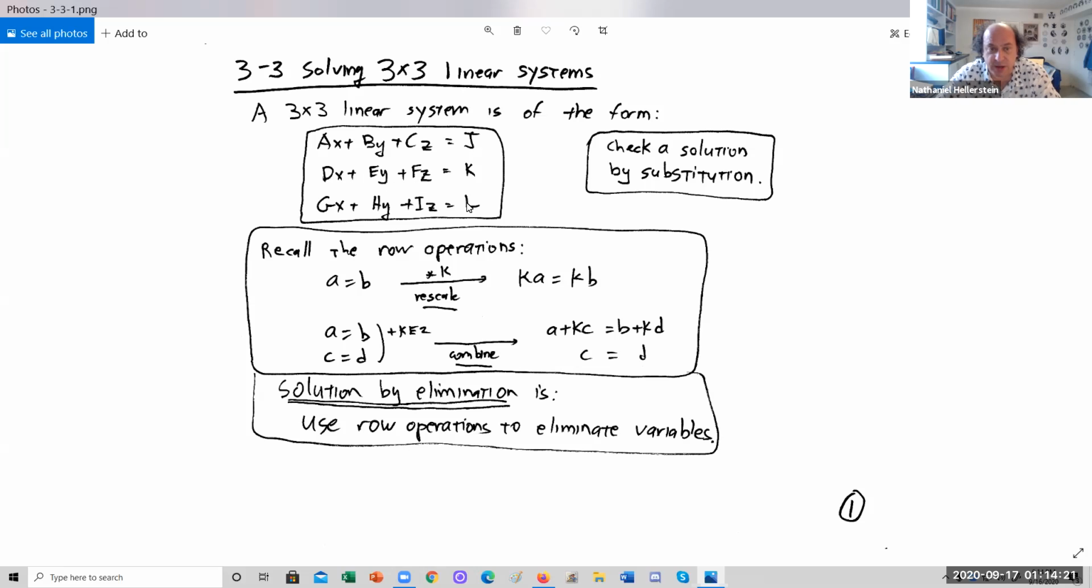these equations are valid. Now, from the previous section, I talked about row operations. So if you have an equation, then you rescale it by multiplying both sides by the same amount. And you can combine 2 rows, adding K times 1 equation to the other equation. So A equals B and C equals D means that A plus KC equals B plus KD. This is rescaling, this is combining. And solution by elimination is to use row operations to eliminate variables, just like with the 2 by 2 system.